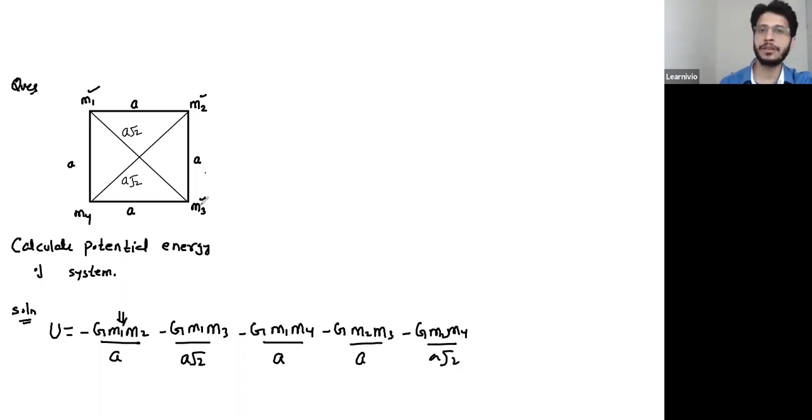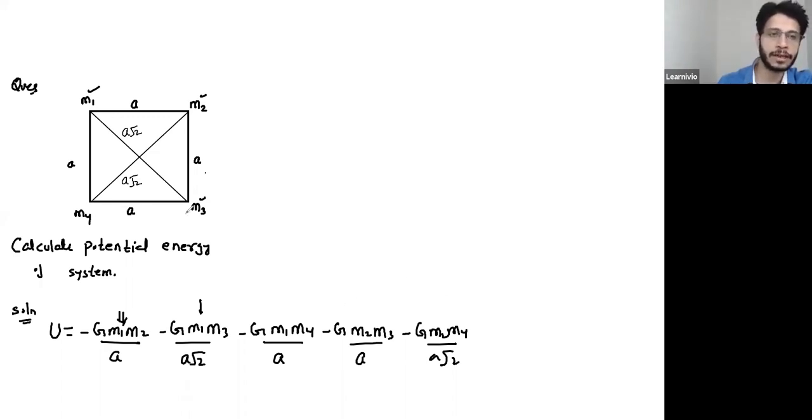The next comes the interaction of M3. Interaction of M3 with M1. We have already counted it or not? Yes, sir. We have already counted. When I say that M1 interacts with M3, we have already counted this interaction. We will not consider it. What about M3 and M2? Yes. Done. We have already considered this interaction here.